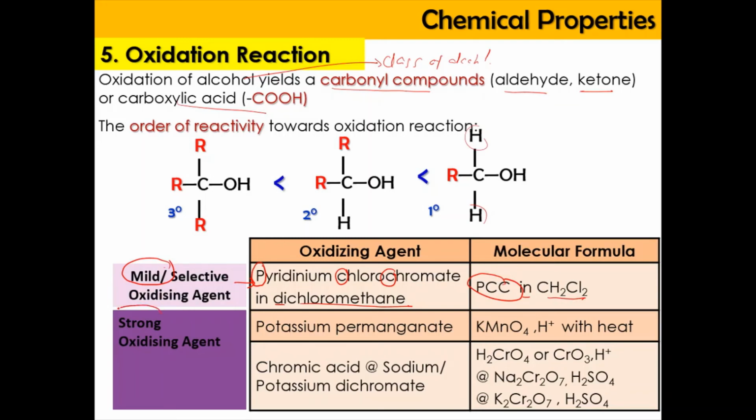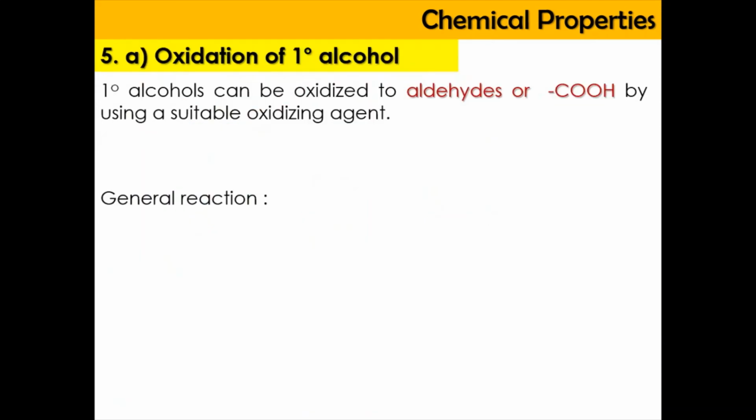For the strong oxidizing agents, we have potassium permanganate, which is KMnO4, with heat and acidic condition. Also, we have chromic acid, which is H2CrO4 or CrO3/H+, or we can use sodium or potassium dichromate here. So these are known as the strong oxidizing agents. Only PCC is the mild oxidizing agent.